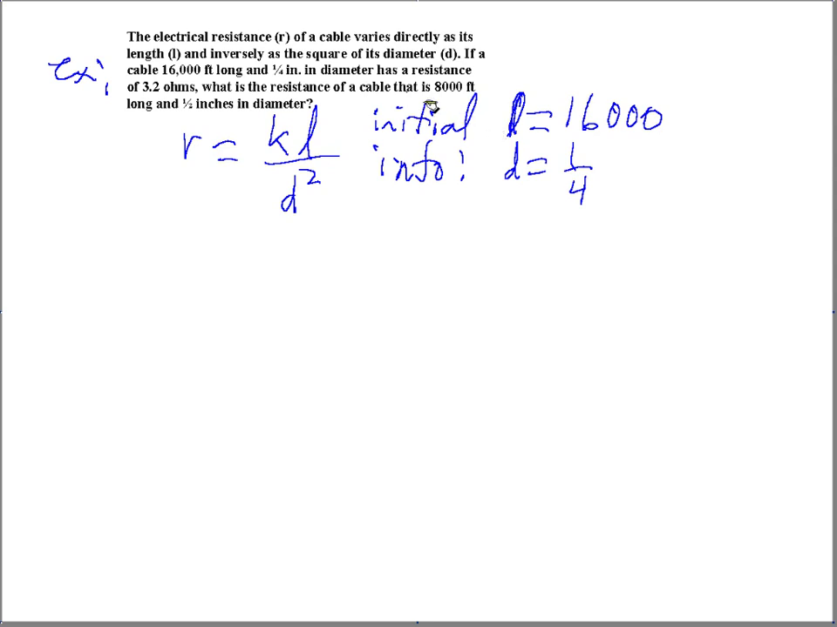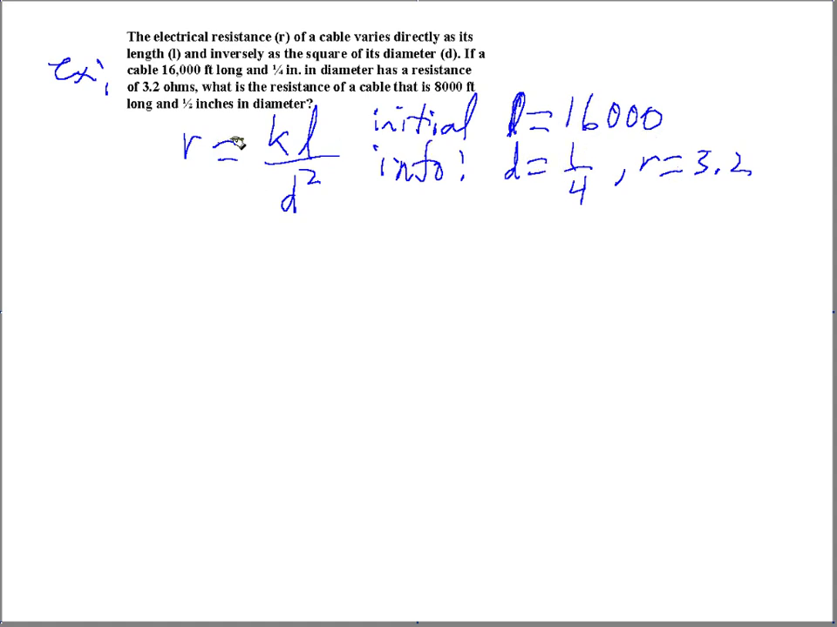Actually, resistance is what? 3.2 ohms. So it has a resistance of 3.2 ohms. That's R. Sorry about that, I left off the R there. 3.2. All right, can we see that? So L is 16,000, initial information, 1/4 inch in diameter, so that's D, and resistance 3.2 ohms, that's R. Hopefully you can see that now.